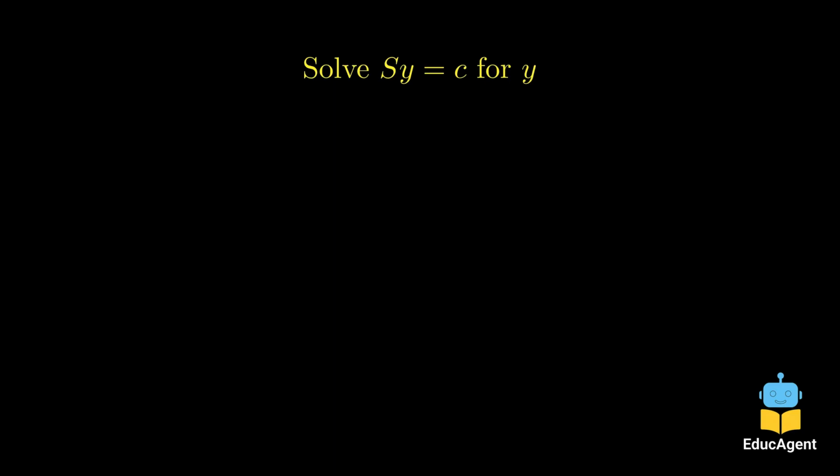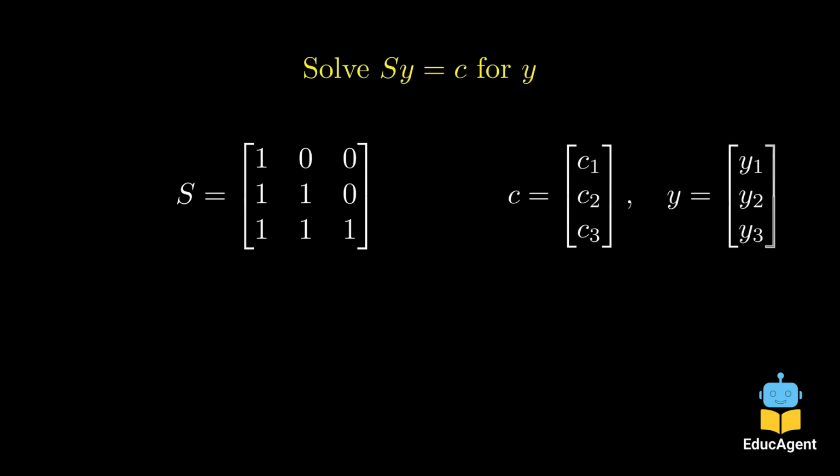Here's the problem we'll solve today. Here is the matrix S. Notice it is lower triangular with 1s on the diagonal. And here is the right-hand side vector C and the unknown vector Y with 3 components.